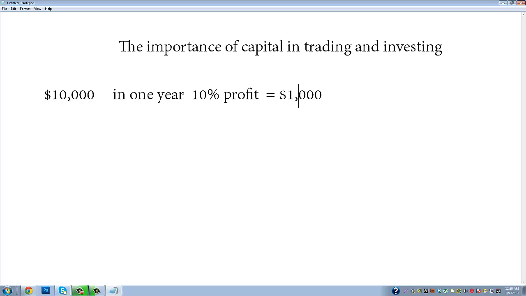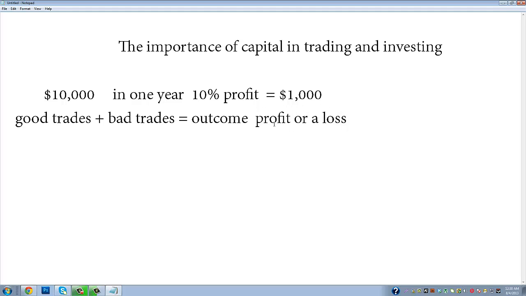I say in 1 year because when you do trades, you will do some good trades and some bad trades, and the good trades plus the bad trades give what we call the outcome. Then you see for yourself whether the outcome is a profit or a loss. So suppose that you have a 10% profit, $1,000.